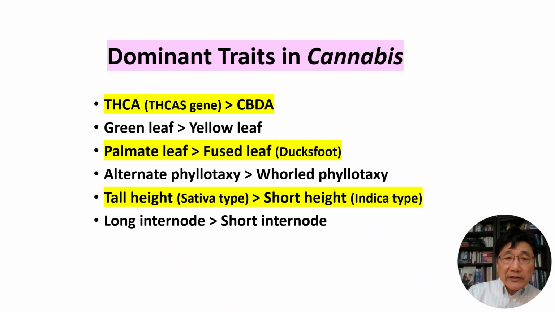Tall height and long internode are dominant alleles over short height and short internode, respectively. These dominant traits are derived from sativa strains.